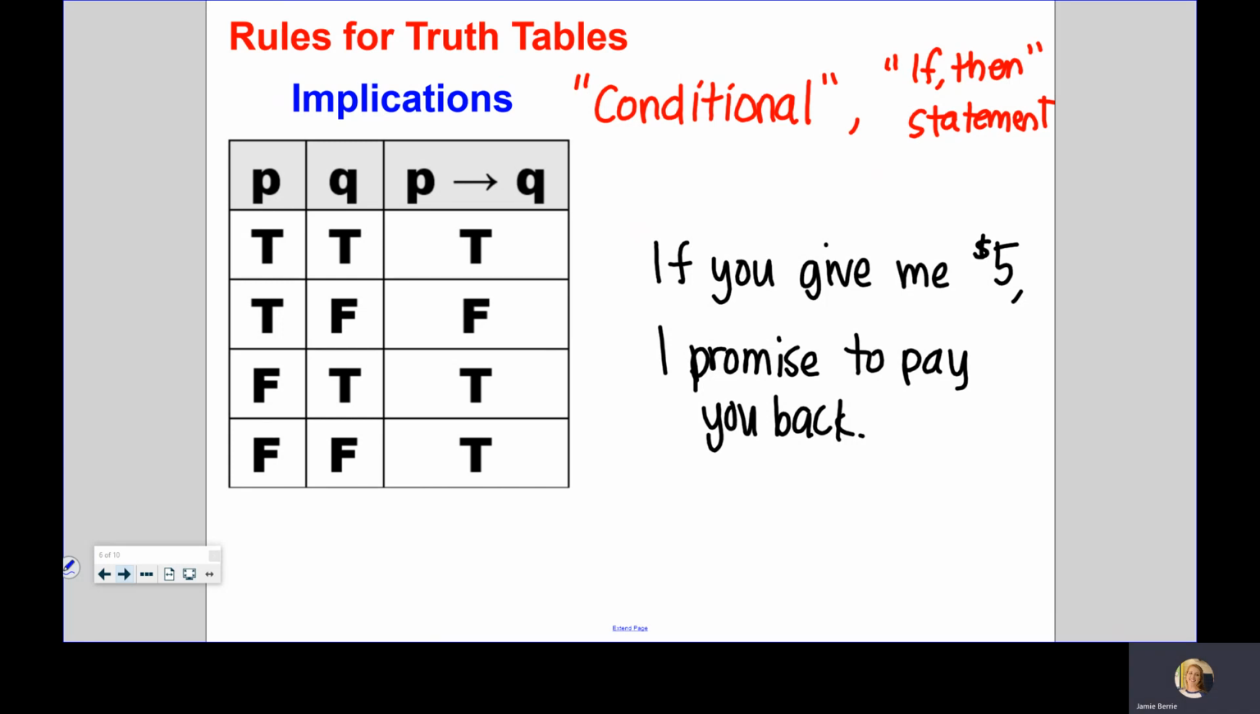Let's imagine that the first part was false. You never gave me $5, but I did give you money back. So no promise was broken. You just got an extra $5. So the compound statement ends up being true because no promise was broken. And then the last one is where they're both false. You never gave me $5. I never paid you back. No promise was broken. So the compound statement is true.